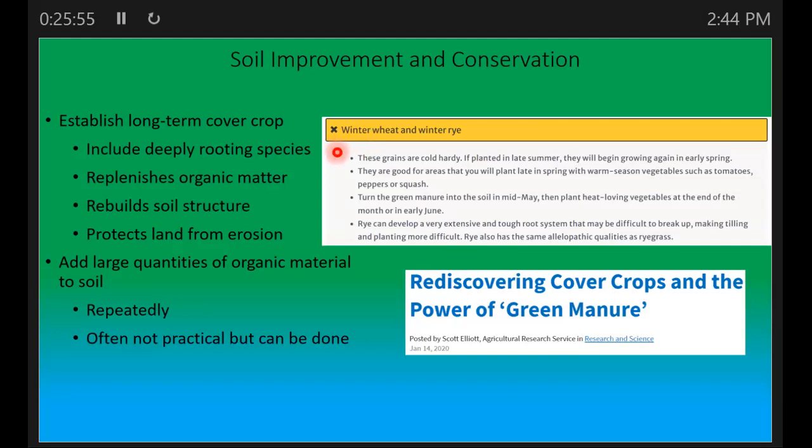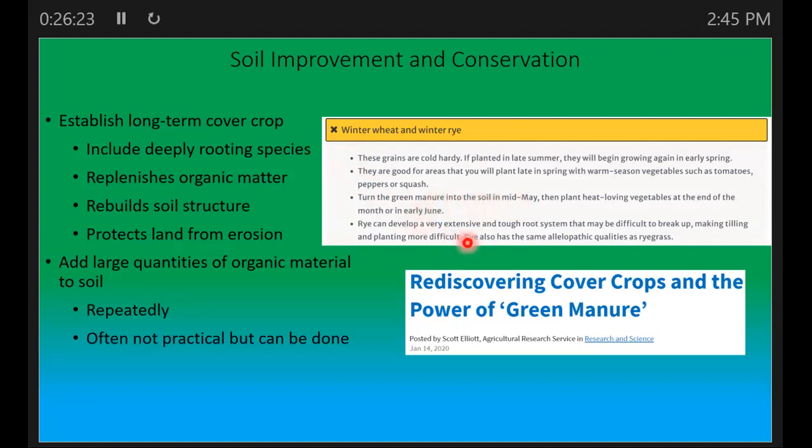And you know, with winter wheat and winter rye, for example, you actually plant them in the fall and let them go, and then they'll sprout up in the spring, and then you can till them in as a green manure if you want. At sometime in May, usually in this area of the world.